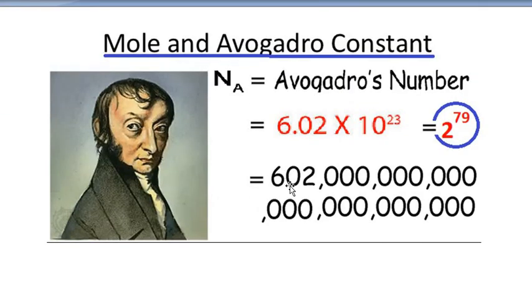Half this number is called half a mole. Twice this number is called 2 moles. 10 times this number is called 10 moles, and so on. In the next period we will study how to calculate the number of moles by different methods. This is all we want to say today. You can say goodbye.